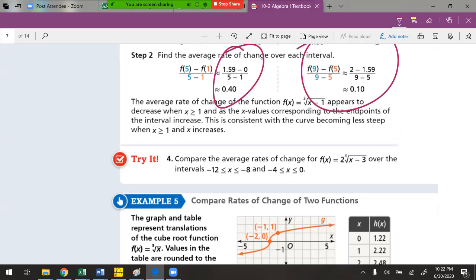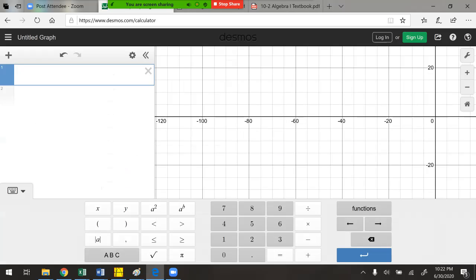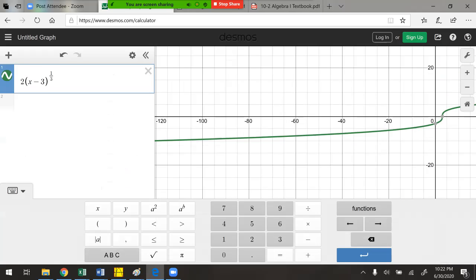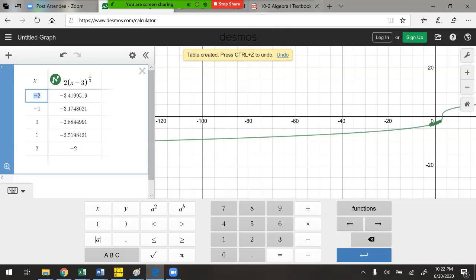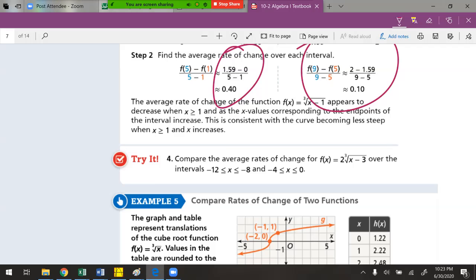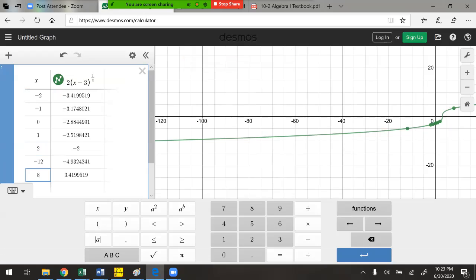So let's do this. Compare the average rate of change for this function between here and here and here and here. Let's do it real quick. Let's actually make a table for this. So here we go. (2x minus 3) to the 1/3. So it's 2 parentheses x minus 3, raised to the power of 1/3. There you go. Let's make a table for this real quick. And we want to find the answers at -12 and -8.